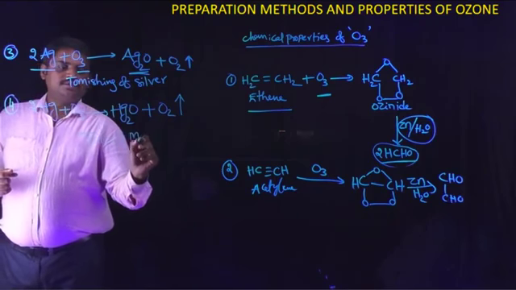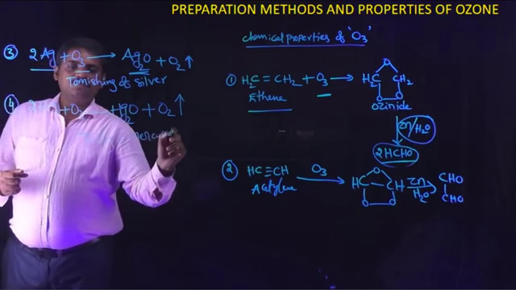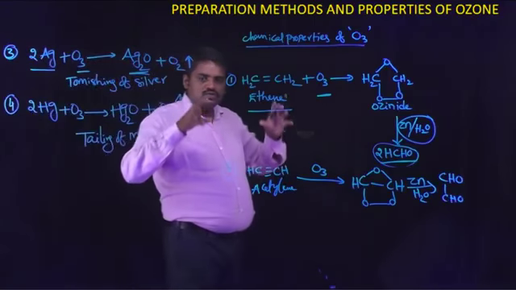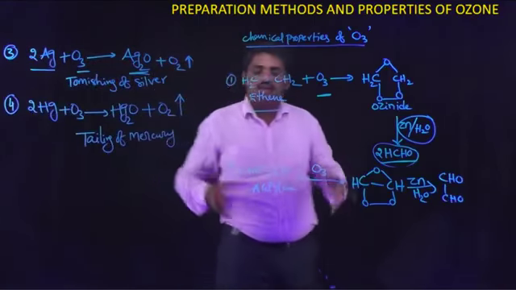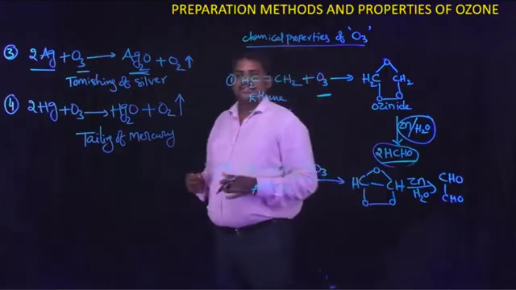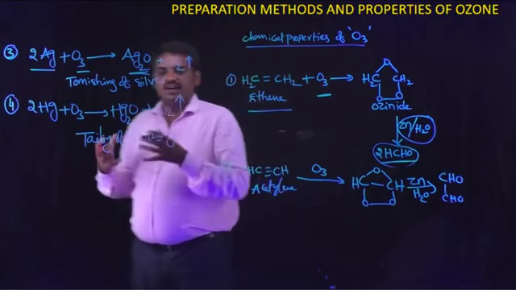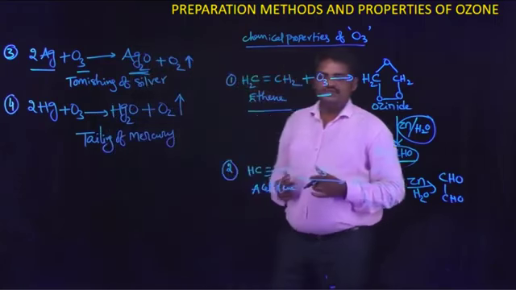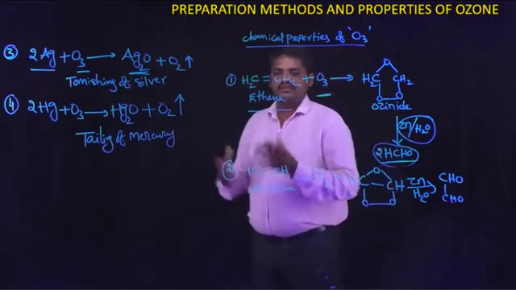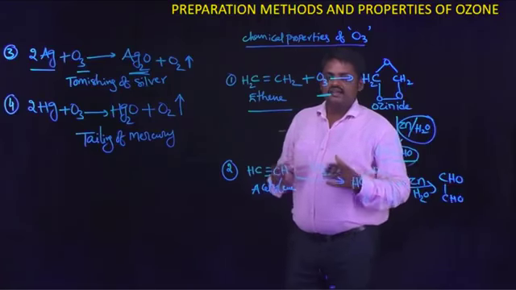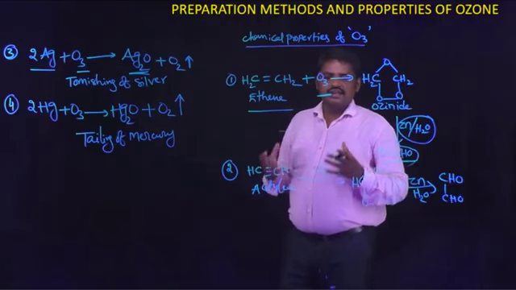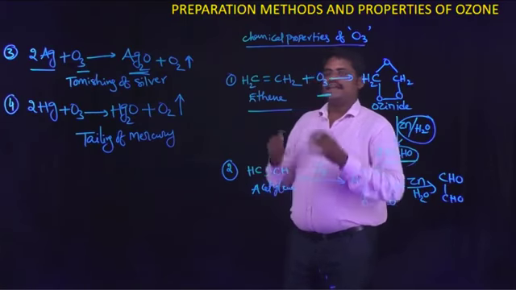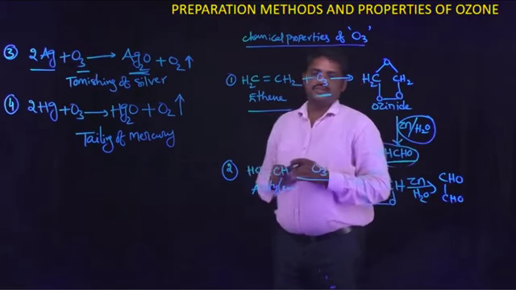Tailing of mercury means, for the involvement of ozone, it loses the meniscus layer of mercury. That process is known as tailing of mercury. This is a best example for the tailing of mercury. Finally, the ozone molecule involves tarnishing of silver and tailing of mercury.